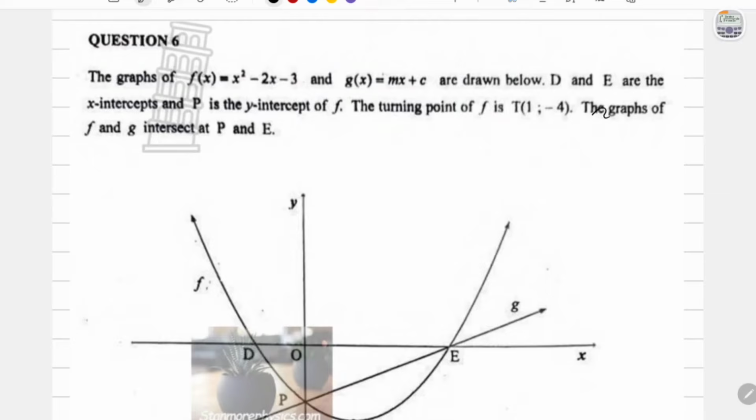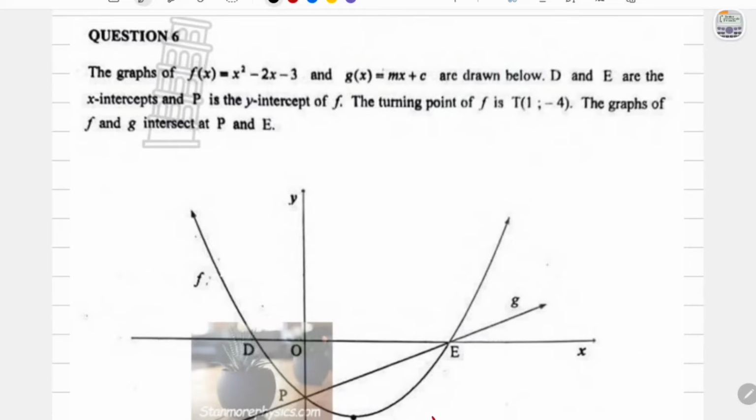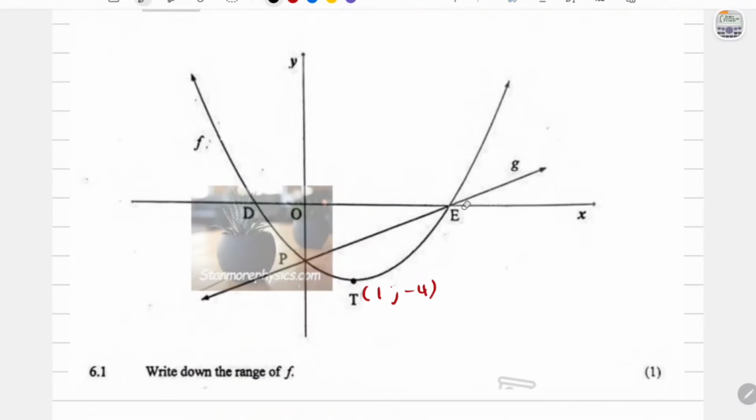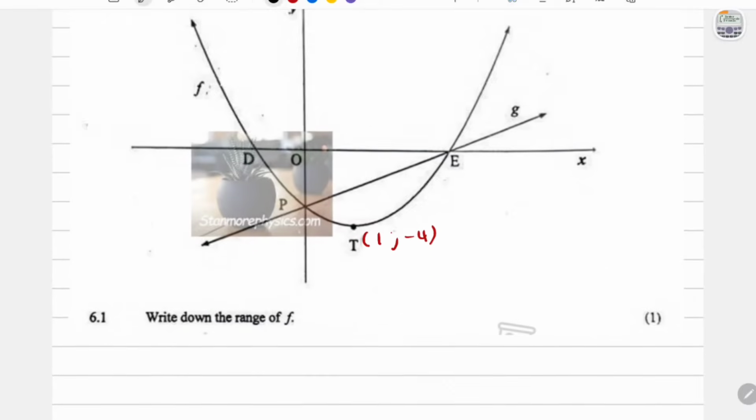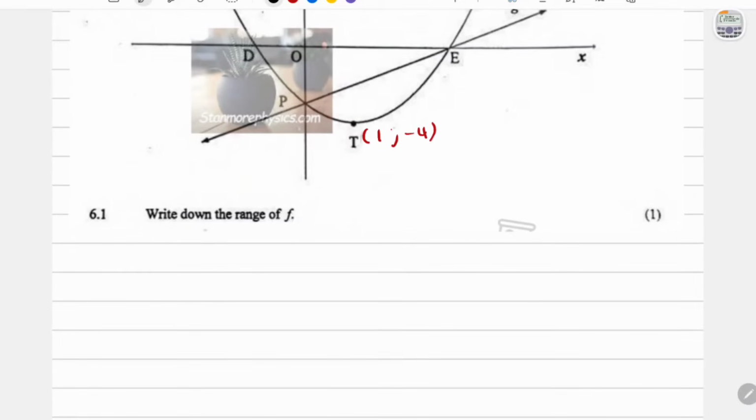Then they tell us that the graphs of f and g intersect at P and E. So the graphs of g and f are here, and those are the points of intersection of the two graphs. The first question is, you need to write down the range of f.